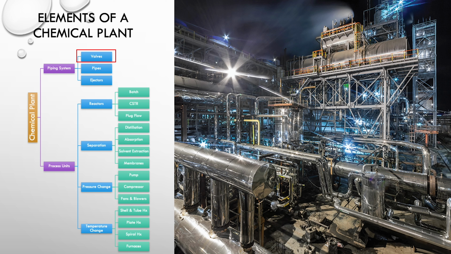The second main category is process units. This is not an exhaustive list, but you have your reactors, your separation units, a pressure change unit, and a temperature change unit. A reactor, everybody's aware of it, can be a batch, a mixed reactor, or a plug flow reactor. It can be used for a biochemical reaction or for refinery catalysis.